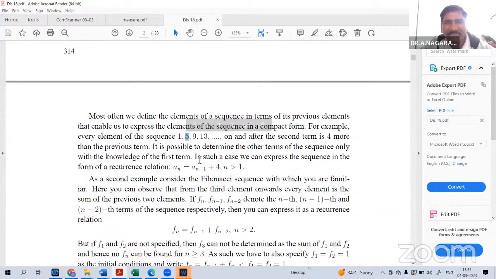Next, the third number: if I substitute, a_(n-1) is 5, which I got as the second number. 5 plus 4 equal to how much? 9. That comes to the third number.